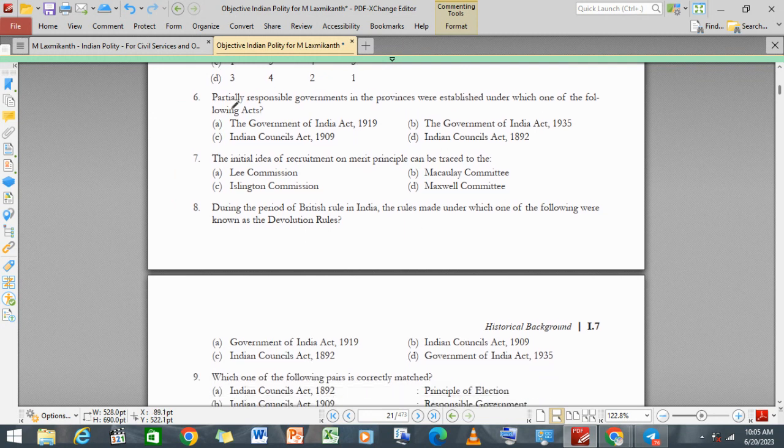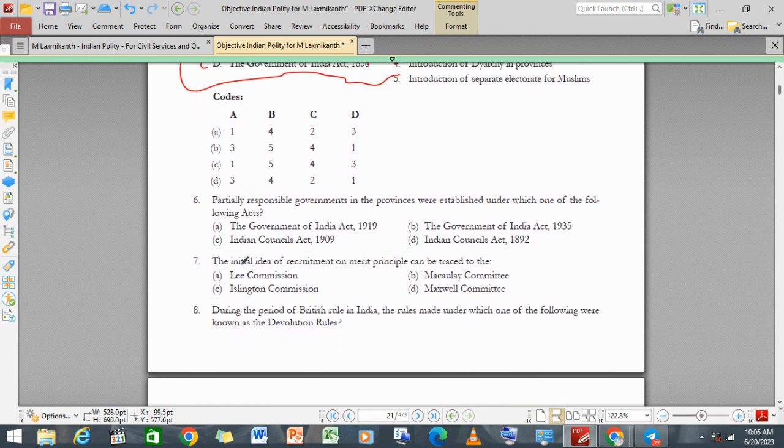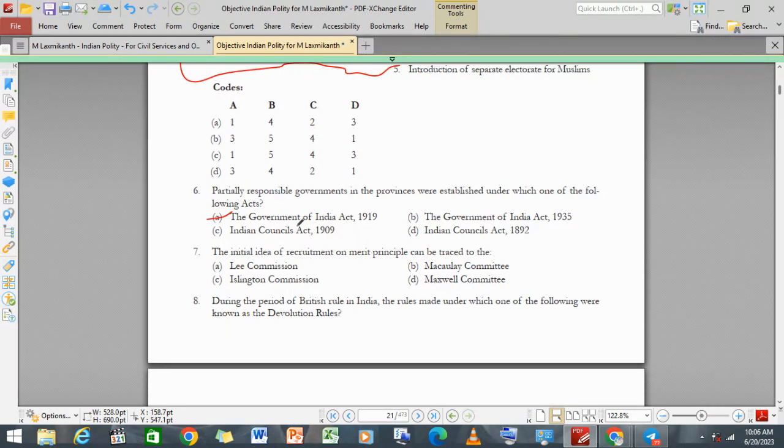Sixth, the partially responsible government in the province was established under one of the following acts. Partially responsible government means it is talking about the crown rule, and all of them are crown rule acts. Which of the following acts was it created under? As we already know, 1919, introduction of Diarchy in province. Through Diarchy, this 1919 thing came.